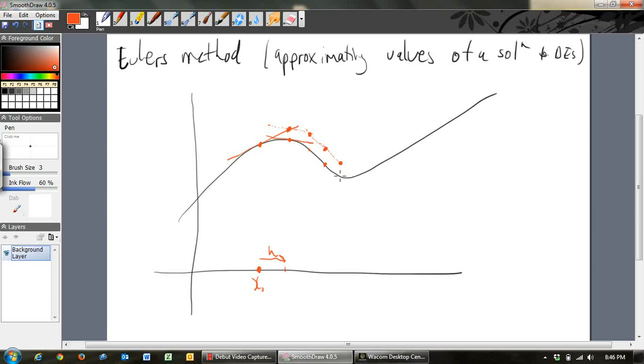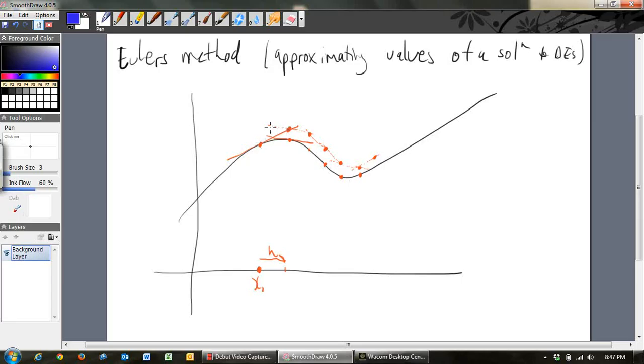Again, what's the gradient here? It's roughly like that. If we go forward by h, the next point will be there. At the next point, the gradient is going up a bit, like that, and so the next point will be there. And so what you'll see is that the approximation to this curve that Euler's formula gives us is the following.